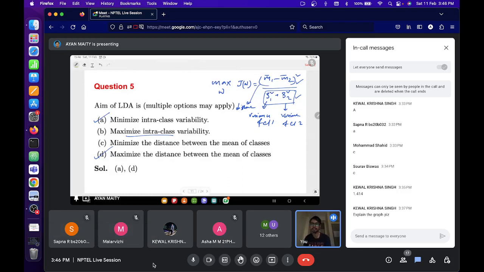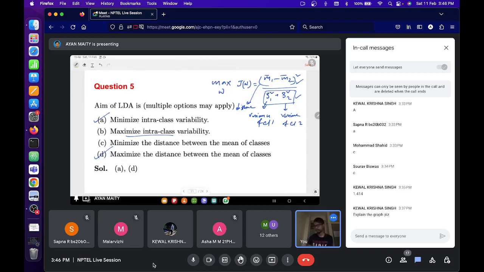These are intra-class variances because we take the variance only within that class, and then we sum all of them and put it in the denominator. So if we maximize JW, the numerator is maximized and the denominator is minimized. So this distance between the means is maximized, and the total variance of the intra-class, the sum of the intra-class variances, is minimized, which is in the denominator.